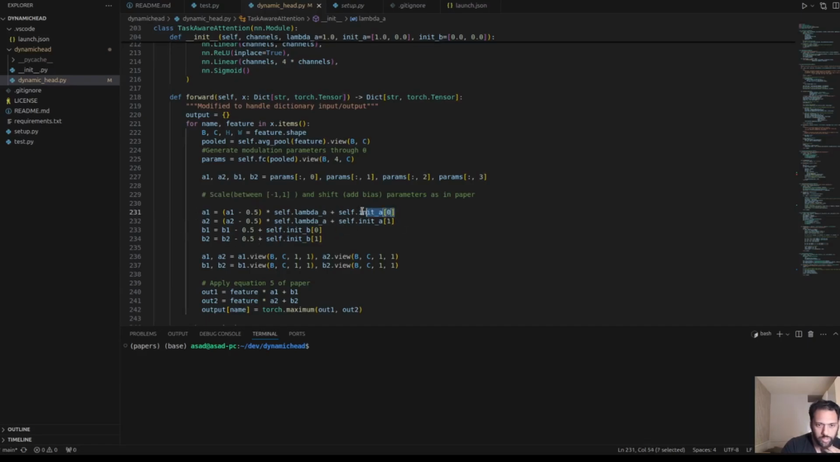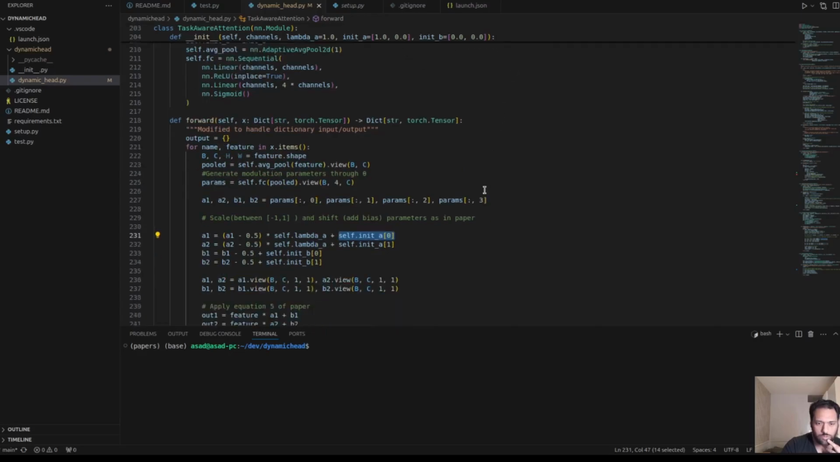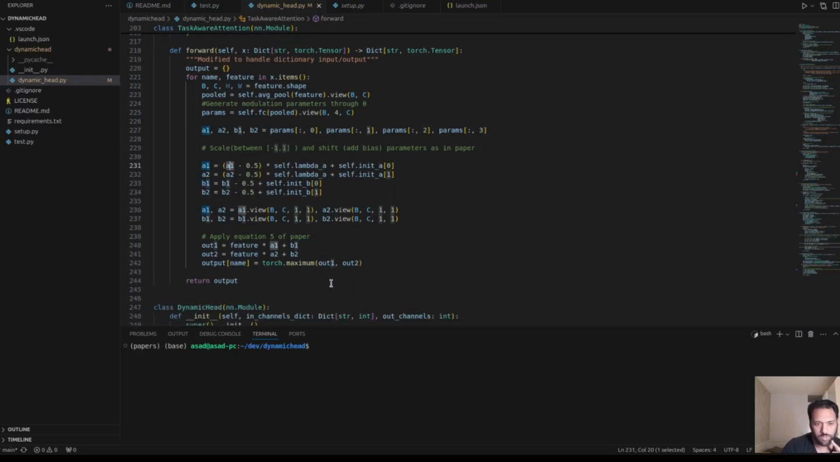We also add an initial condition given by the paper, which is 1 0 0 0. So like I mentioned before, it will become exactly like ReLU initially, but then when these parameters are learned, it can be anything else depending on the task.